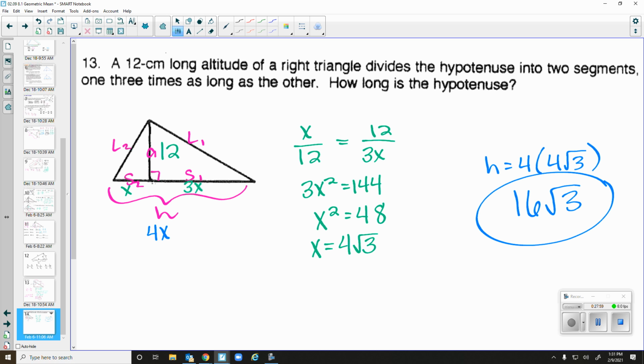So the struggle with this is not just the proportion, but also algebra is involved, radical stuff is involved, so all of that has the potential to trip you up as well. All right, we are done with our notes.